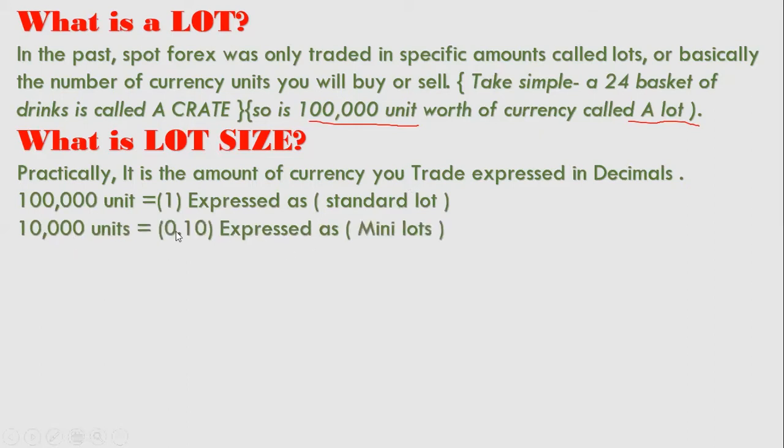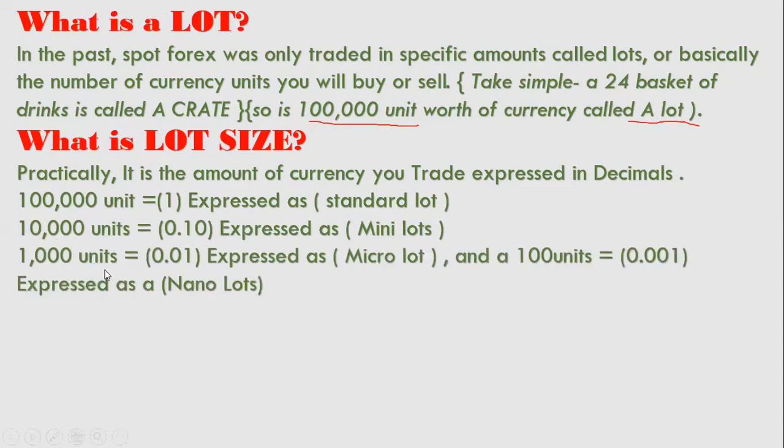10,000 units is 0.10, and is also known as a mini lot. 1,000 units is 0.01. Empress, you need to know this. It's expressed as a micro lot. And 100 units equals 0.001, expressed as a nano lot. So it's so simple. When you know what one lot is, if I say 100,000, you know it's one lot. When I say 0.10, a mini lot, or 0.01, a micro lot.